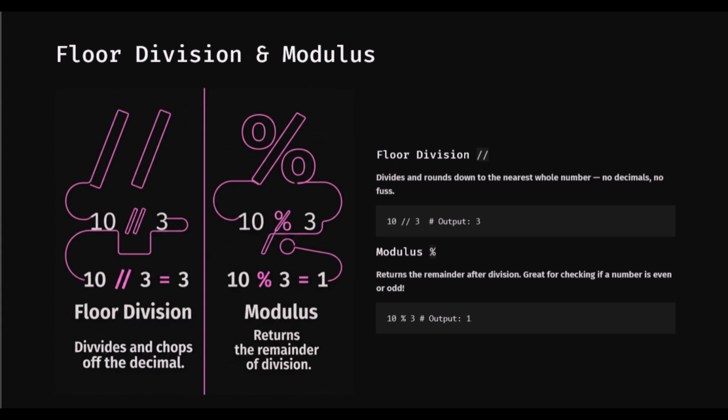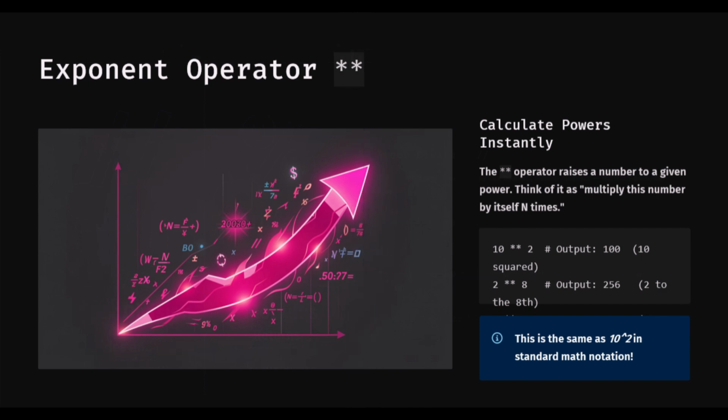by 3. This operator is particularly great for common tasks like checking if a number is even or odd, making it a powerful tool for your coding logic. Finally, we have the exponent operator, which is written as double asterisks in Python. This operator allows you to calculate powers instantly by raising a number to a specific value. You can think of it as multiplying a number by itself a certain amount of times.